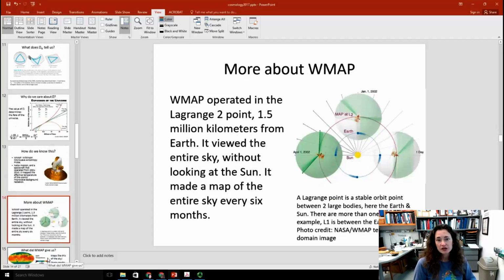So WMAP operated in a Lagrange point, which was 1.5 million kilometers from Earth. And a Lagrange point is really just a stable orbit point between two bodies so that it can just sit there, right, and go around and around without having to use up any fuel. So the Lagrange point was located here on this little diagram in orange, okay? And what it did is it sat in this Lagrange point, went in an orbit, pointed away from the sun, because of course that would mess everything up if it pointed at the sun, and it viewed the entire sky and figured out what the cosmic microwave background radiation was from the entire sky in a level of resolution that had never before been done.